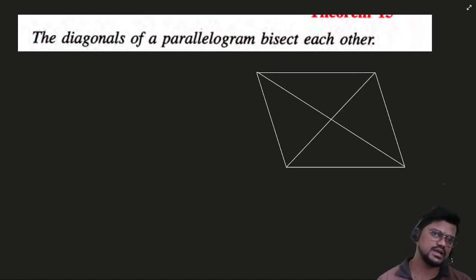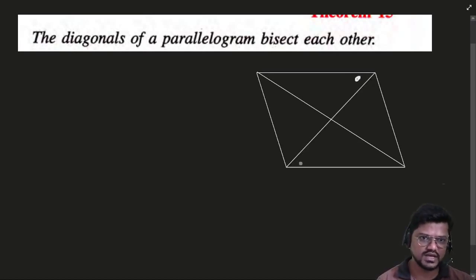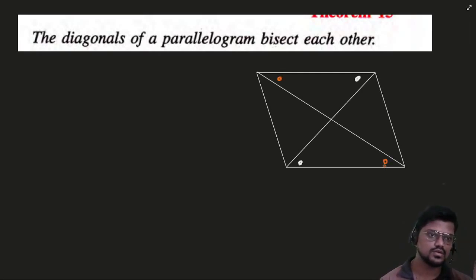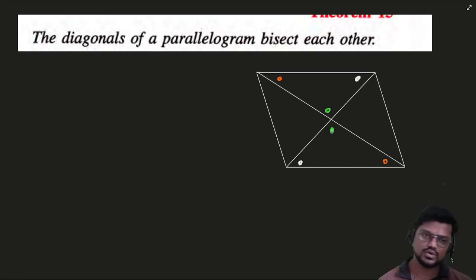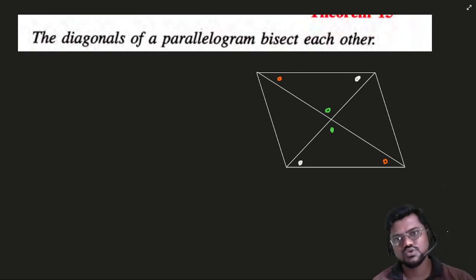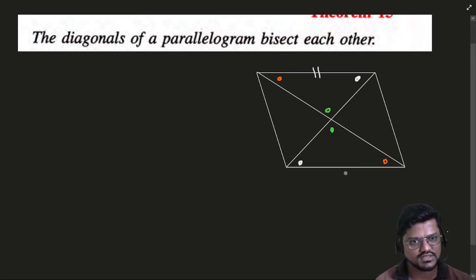See, in this also, I'll verbally explain this. This angle will be equal to this angle. Alternate angles. Yeah. This angle will be equal to this angle. Why? Sir, alternate angles. Again, this angle will be equal to this angle. Why? Vertically opposite. Okay. Now all the angles are what? Equal. Fine. Also, we know that this side is equal to this side.